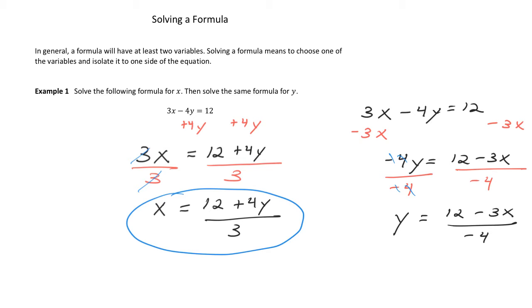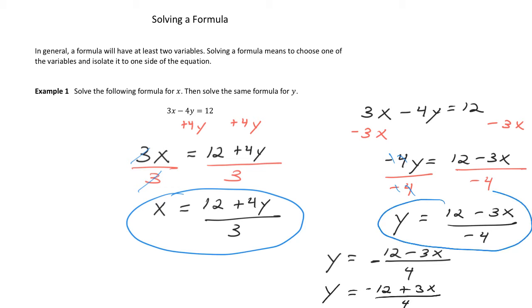I think I'm going to write it in a slightly different way, where I'm going to take this negative and instead write it in front of the fraction just so it looks a little bit neater. This is y is equal to 12 minus 3x divided by 4, but I'll just say that the entire answer is negative. You could also, if you would like, multiply this negative to both terms in the numerator and write it as negative 12 plus 3x divided by 4. But really, I'm fine with just leaving it as this for now, where we got y by itself, we have everything else on the other side, and that's my solution.